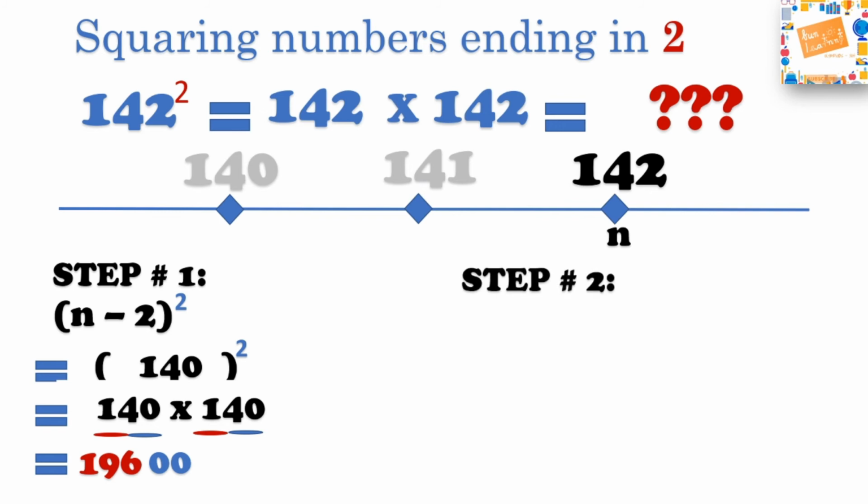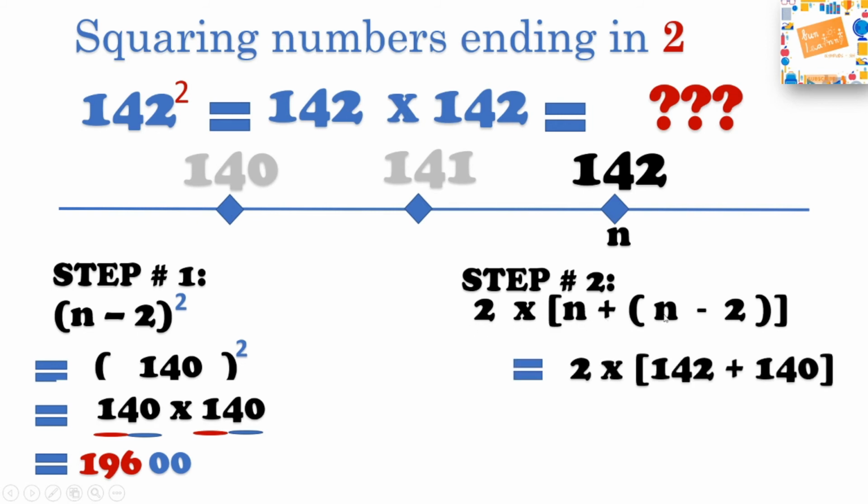Let's do the step 2, which needs us to add n and n minus 2. That is this and the nearest 10 and then double it. So it's 2 times (n plus n minus 2), which is equal to 2 times (142 plus 140). That is 2 times 282, which gives us 564.